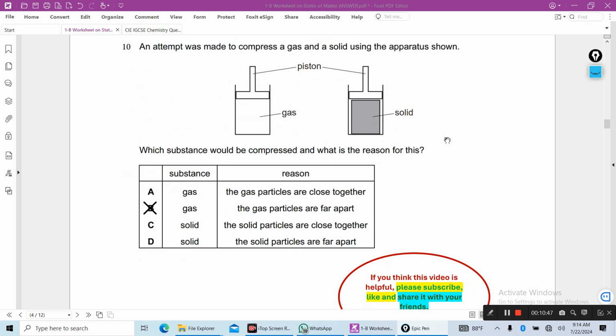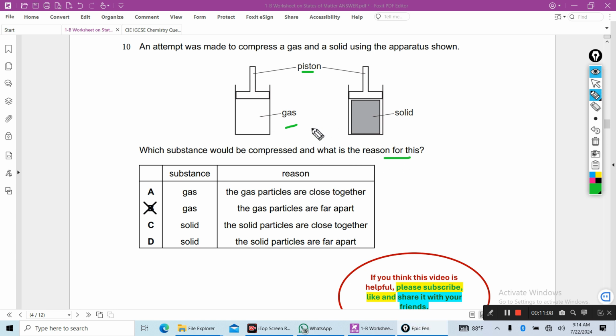An attempt was made to compress a gas and a solid using the apparatus shown. This is the piston, gas, solid. So which substance would be compressed and what is the reason for this? You know, gas can be compressed and solid cannot be compressed. So B is the right answer.